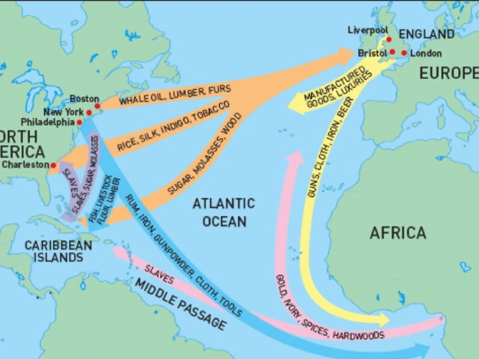So if you can just look at this map here, you can see one of the shapes that it makes is a triangle. So that's why for many people they call this the triangular slave trade. The triangular trade. Manufactured goods in exchange for slaves, in exchange for raw materials to be turned into manufactured goods, in exchange for slaves, in exchange for raw materials.